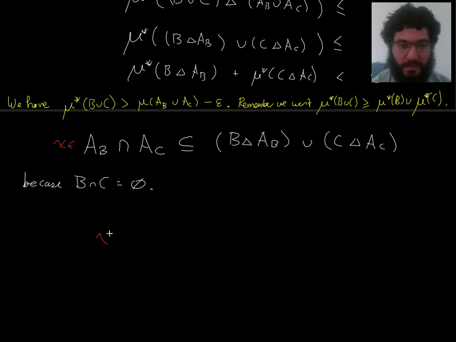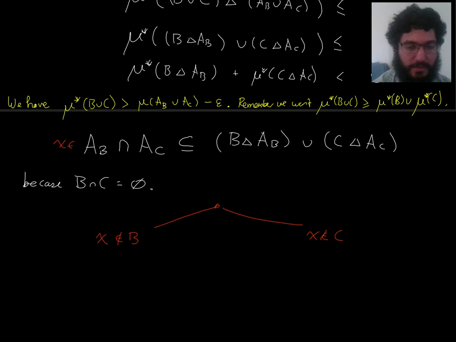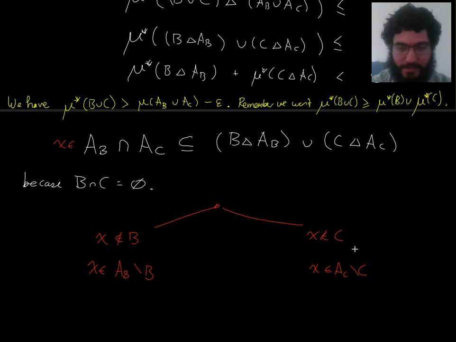Well, if B intersect C is empty, then any given X you have is either going to be not in B or it's going to be not in C, right? So there's this case split that you have for any given X. Then if X is not in B and it's in this intersection, then it's in there and not in B, right? And if it's not in C and it's in this intersection, then it's in there and not in C. So here this places it in this symmetric difference, this places it in this symmetric difference.